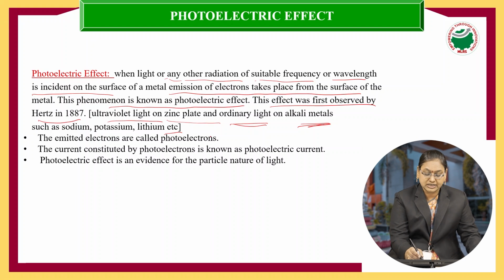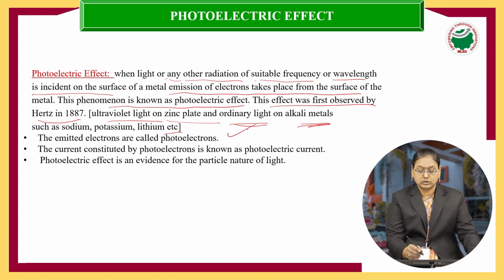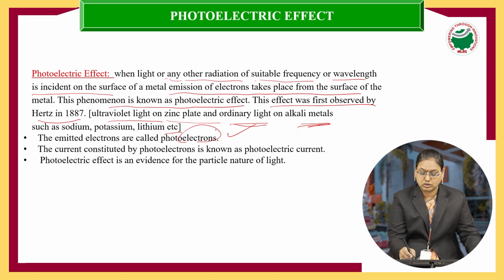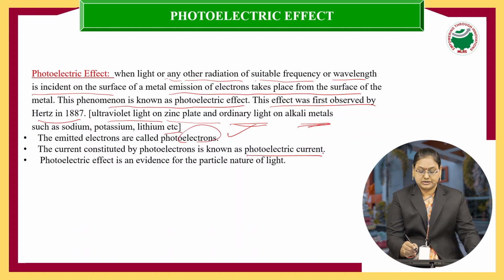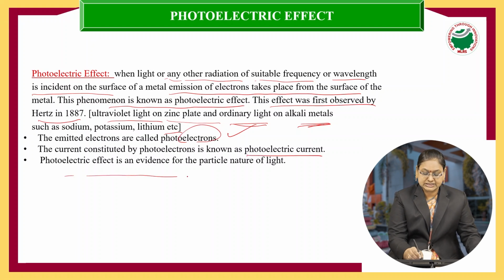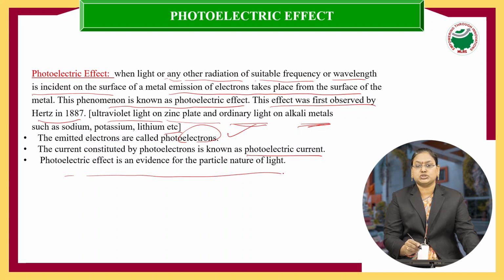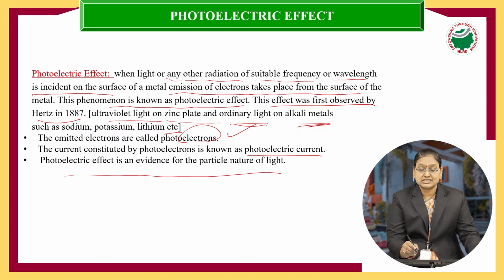Now, the electrons emitted in this phenomenon are known as photoelectrons, and the current produced due to these photoelectrons is called photoelectric current. Now, photoelectric effect is an evidence for the particle nature of light. Now, let us try to understand this definition in detail.